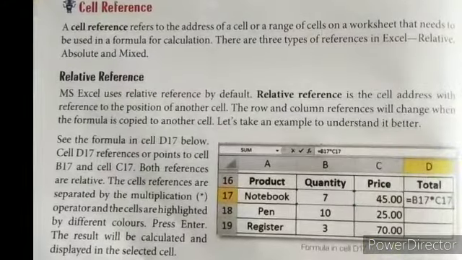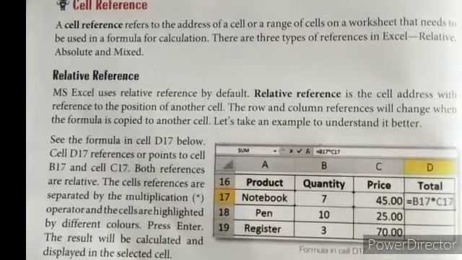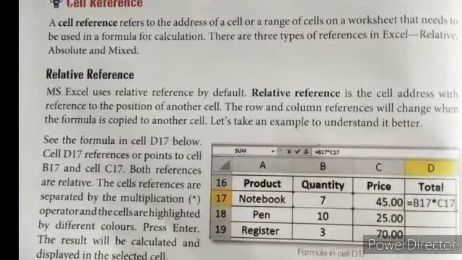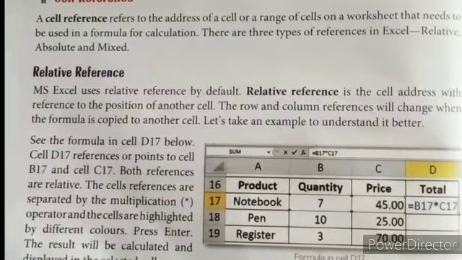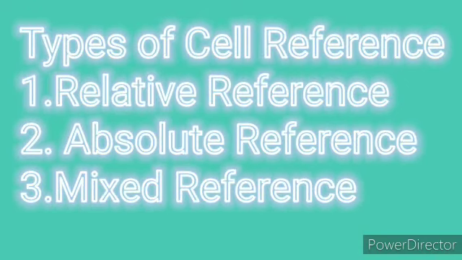Next, what is cell reference? Cell reference means the address of a cell or range of cells used in a formula. Students, cell reference is of three types. First is relative, second is absolute, and third is mixed. Now we will discuss these three one by one. Let's start with relative reference.